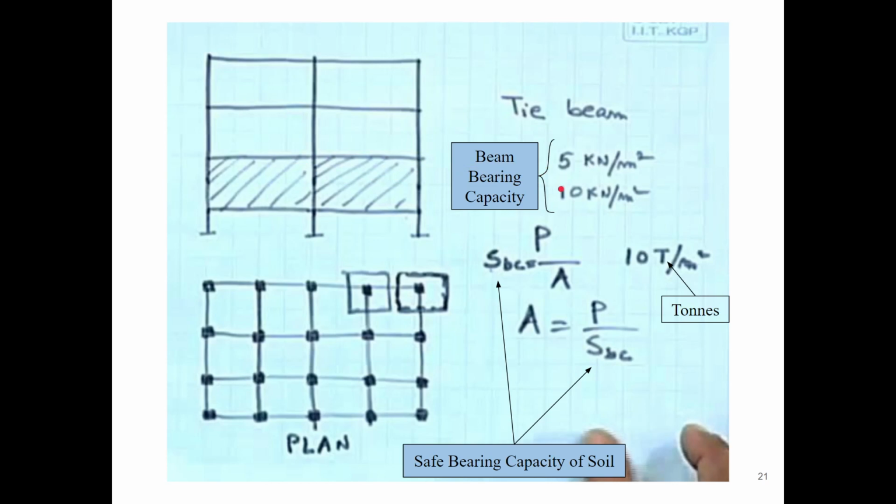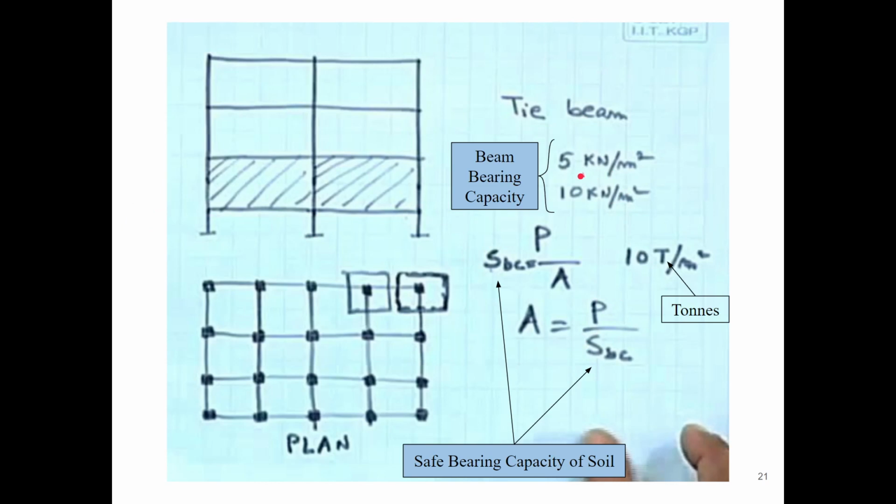As we discussed in earlier classes, this is the bearing capacity. It can be 5 kilonewton per meter square, 10 kilonewton per meter square. This is basically for the tie beam, that is the primary beam which is initial, just after the plinth. The plinth beam is basically called the tie beam, the initial beam after the foundation which has been constructed. So that is the tie beam, or it is also called the plinth beam.